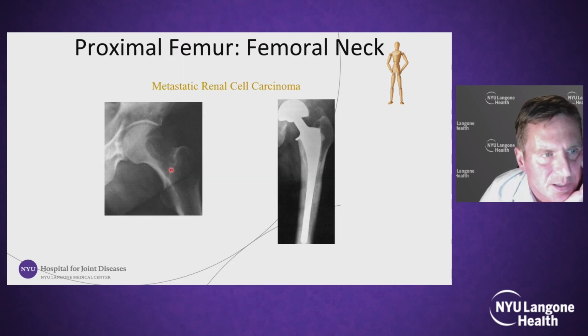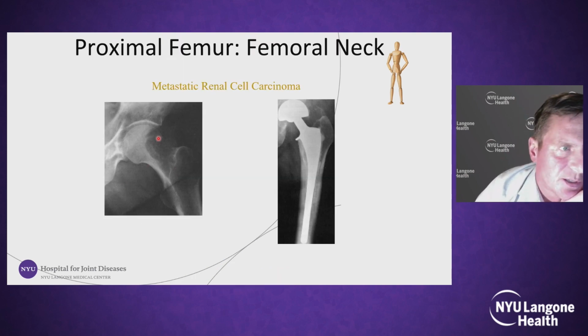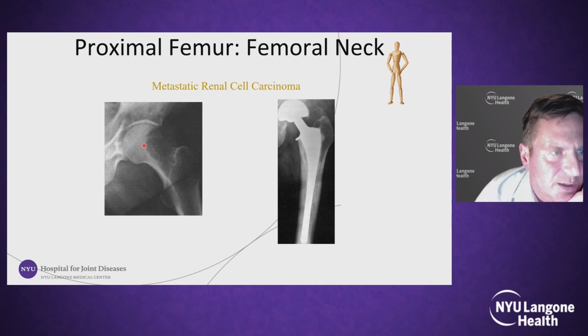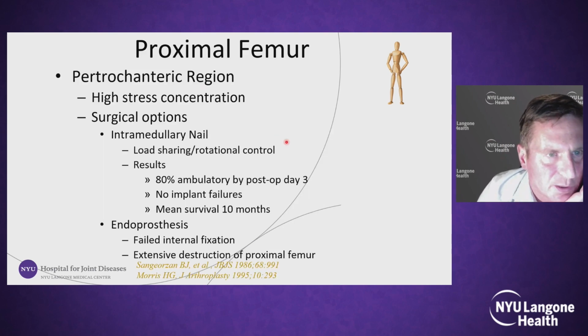Here's an example of somebody with metastatic renal cell cancer in the femoral head and neck. Renal cell cancer is one of these malignancies that is not very responsive to radiation, and this is a high stress area. So although I wouldn't say it's malpractice by any means for somebody to put pins or screws in here, because of the lack of good adjuvant treatments, in my hands, I would resort to some sort of resection and either hemi or total hip arthroplasty.